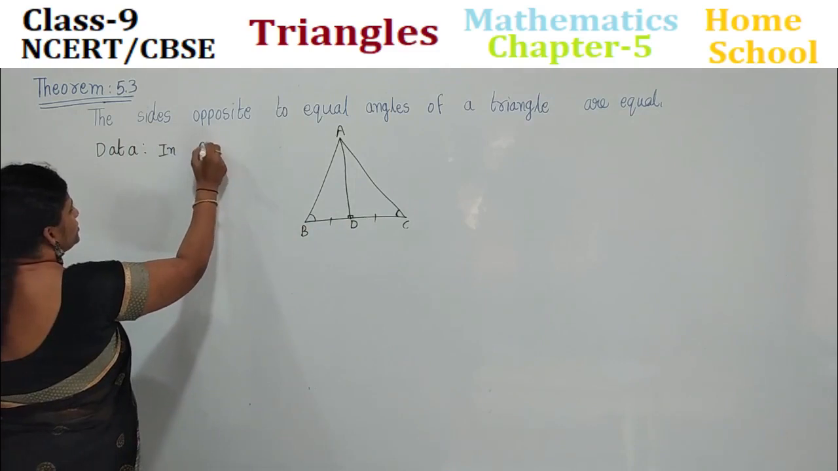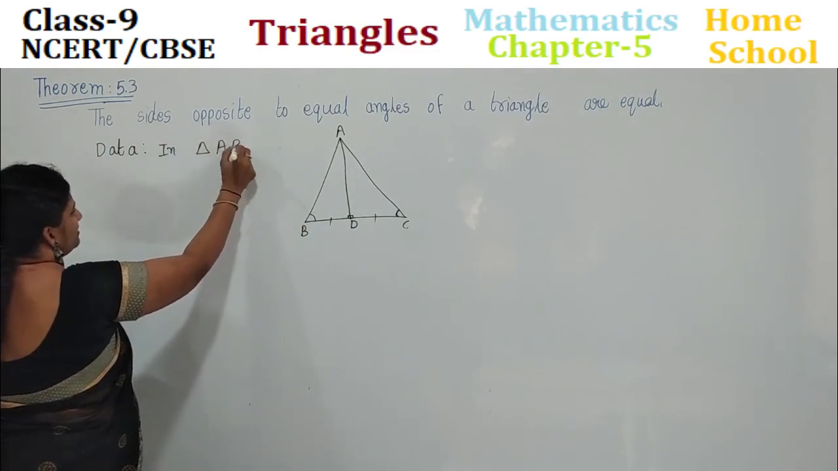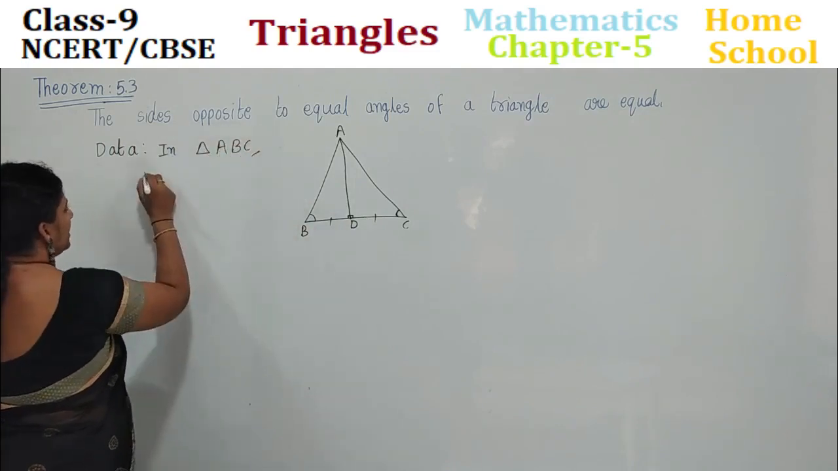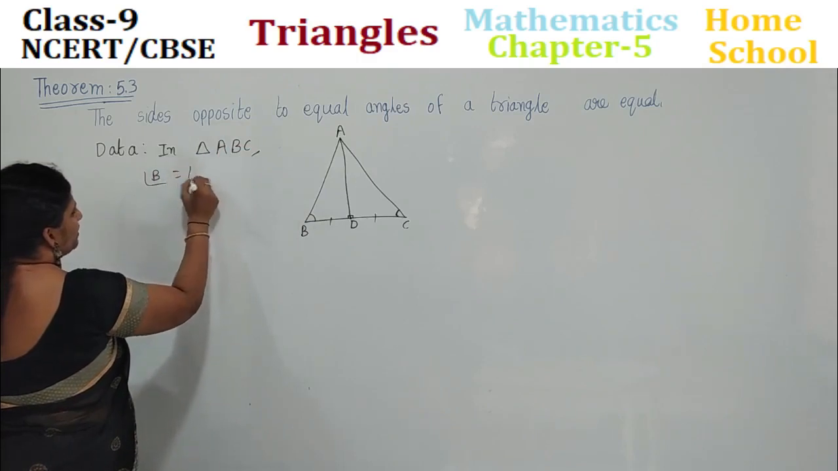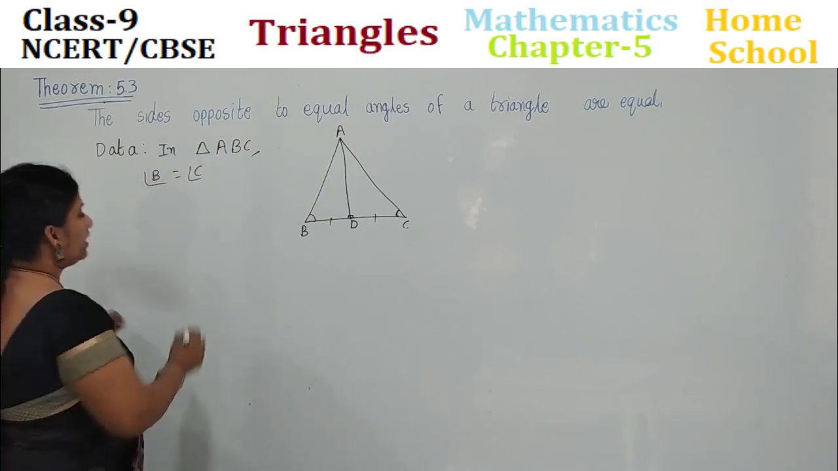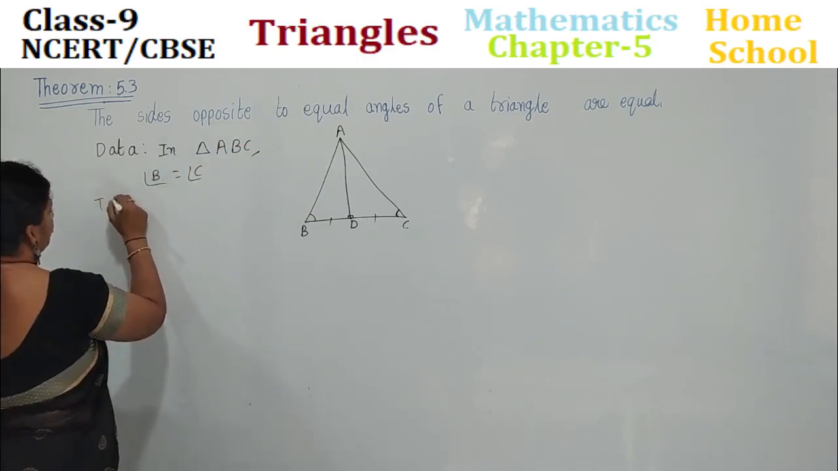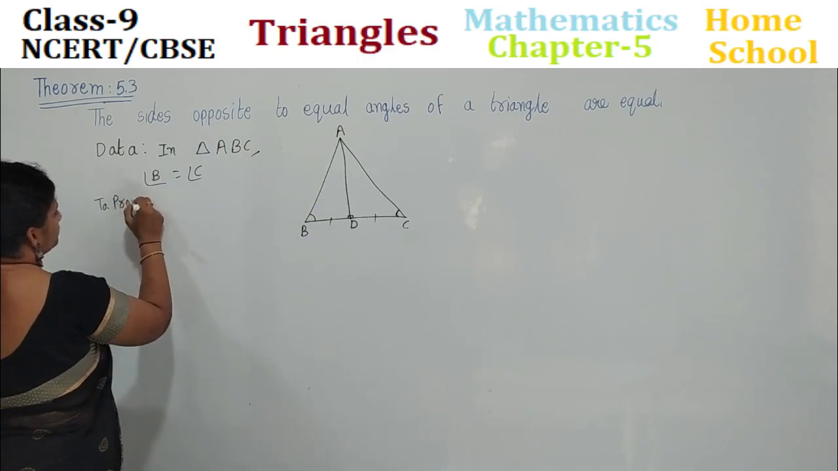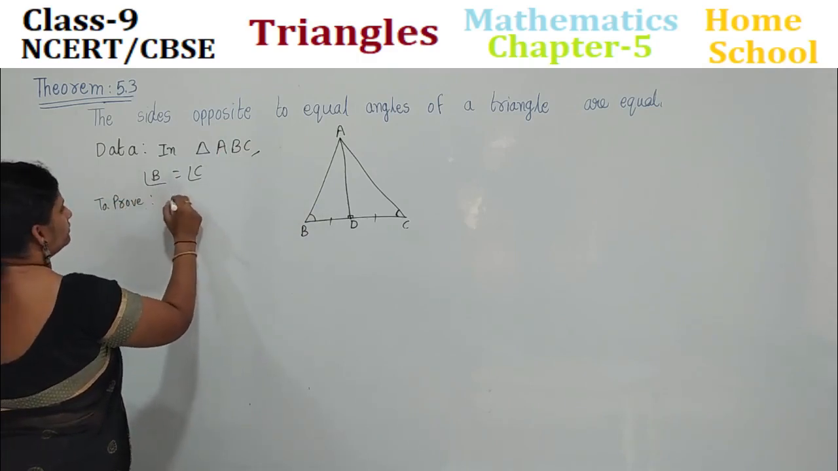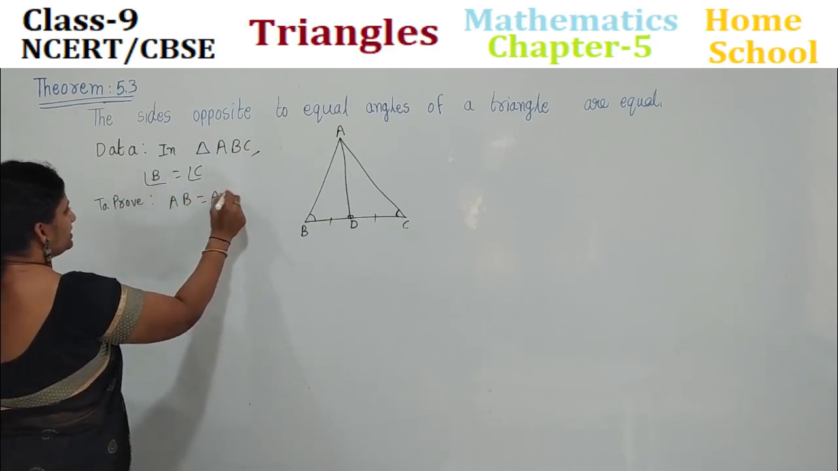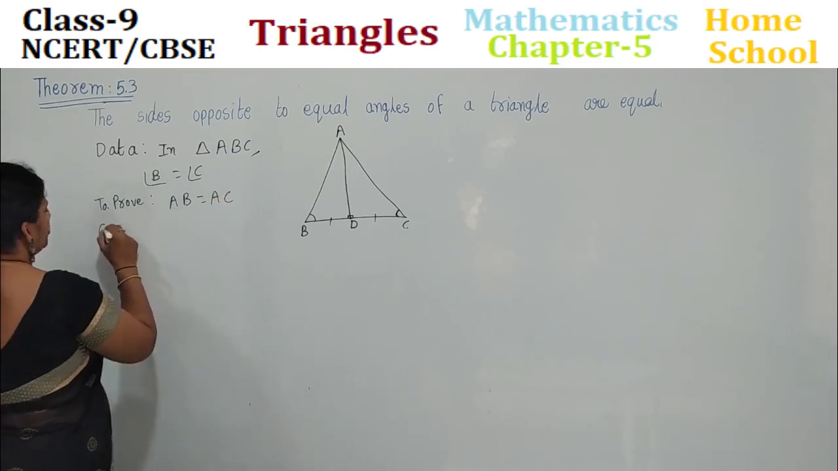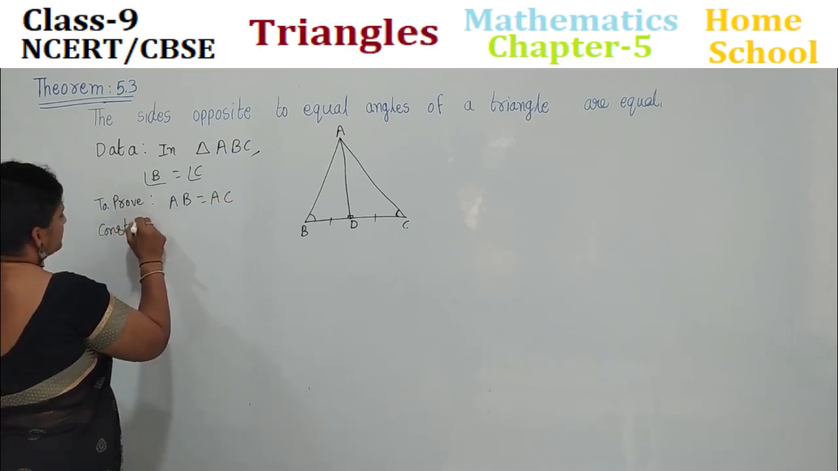In triangle ABC, they have given angles equal, right? Angle B equal to angle C. What we need to prove? To prove AB is equal to AC. I am going to do a construction. What is that construction?